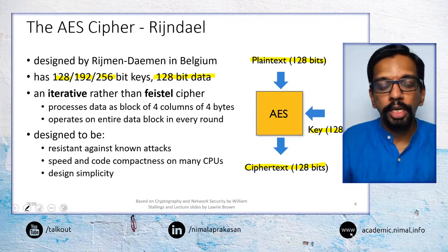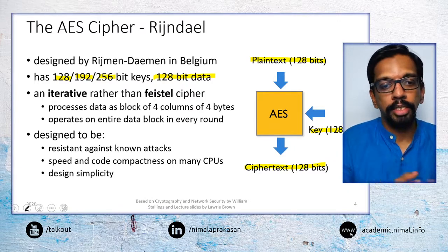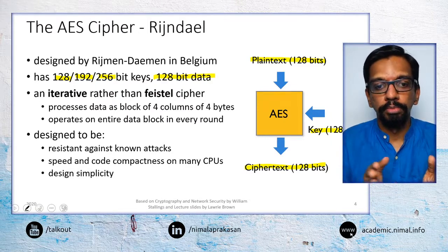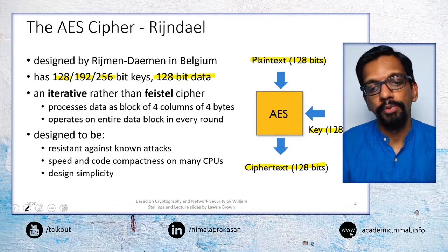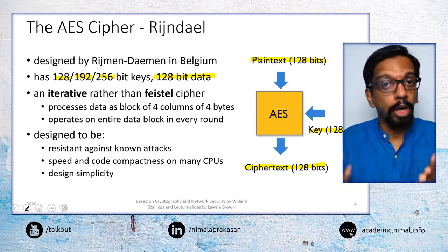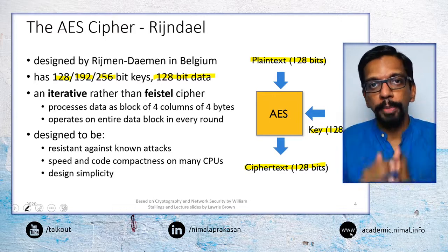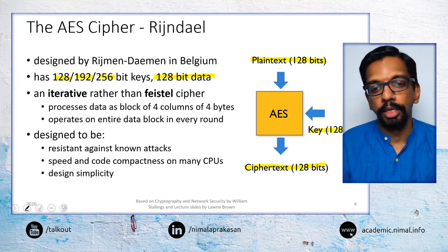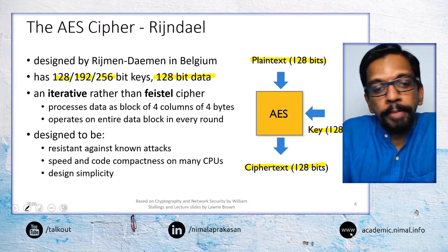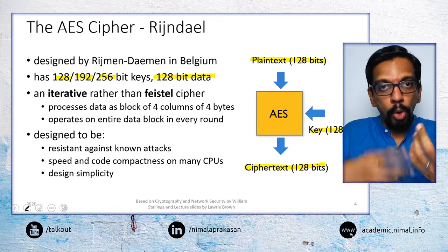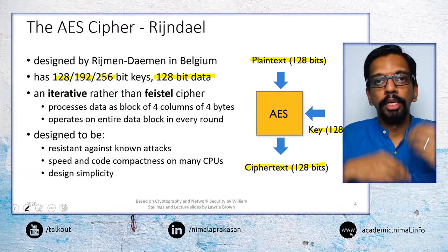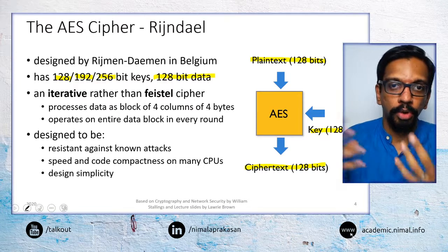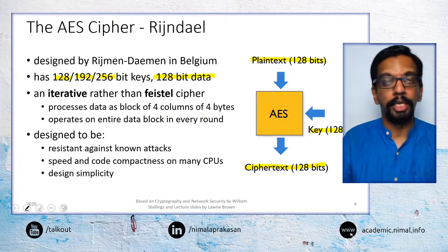This is significantly different from the Feistel cipher. It is an iterative cipher, and the data is considered in the form of a 4x4 matrix of 4 columns and 4 bytes, hence forming the 128 bit data. All the processes that we will discuss later will consider this 4x4 block as the basic unit of operation. So that is the state of data that will be considered there.